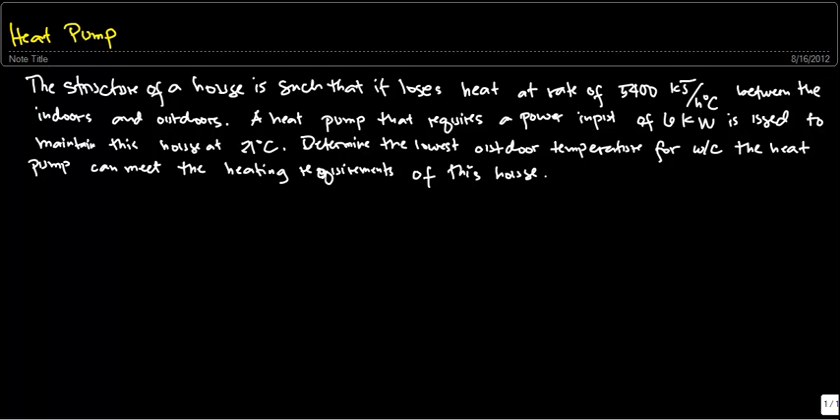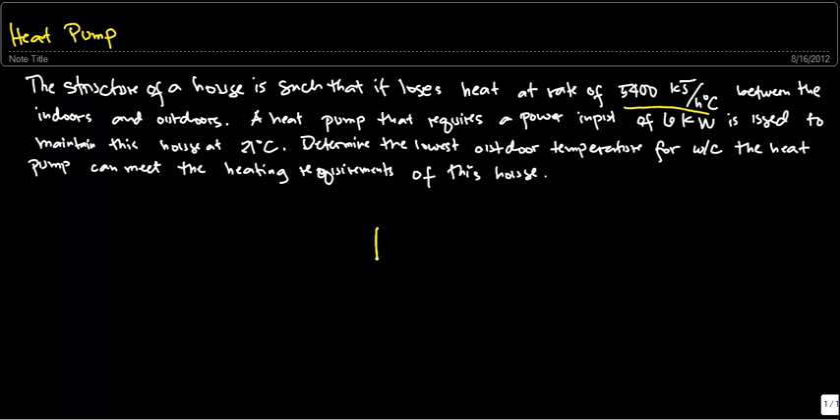Okay, so here we have a problem regarding a heat pump. Here, for example, we have a house which is built so that the heat loss will be at a rate of 5,400 kilojoules per hour per degree Celsius difference between the indoor and the outdoor temperature. A heat pump that requires a power input of 6 kilowatts is used to maintain this house at 21 degrees Celsius. Determine the lowest outdoor temperature for which the heat pump can meet the heating requirements for this house.